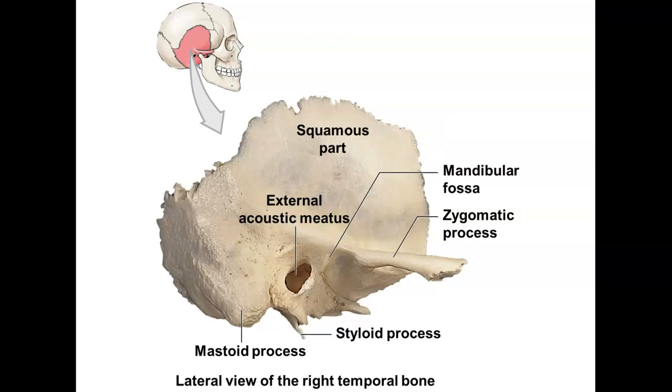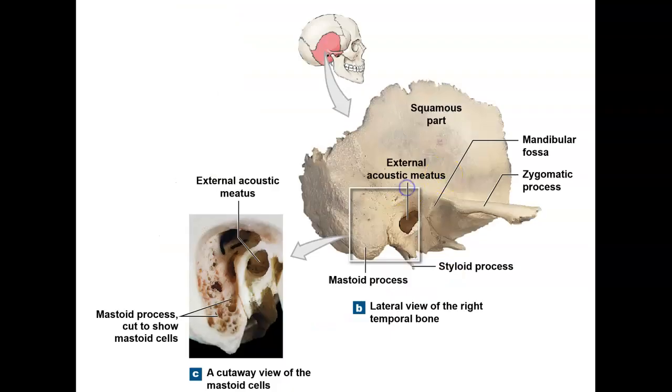Looking at the lateral or the outer view or side view of the temporal bone, you see that external acoustic meatus again. You see that mandibular fossa and the zygomatic process. Looking closer into that external acoustic meatus, you see how that mastoid process is right behind it. So that's going to be the opening for the ear canal. And then the mastoid process, you see that spongy bone making up behind that ear canal.